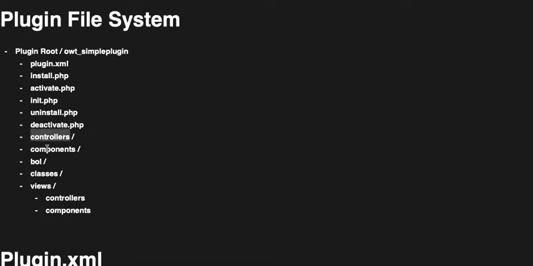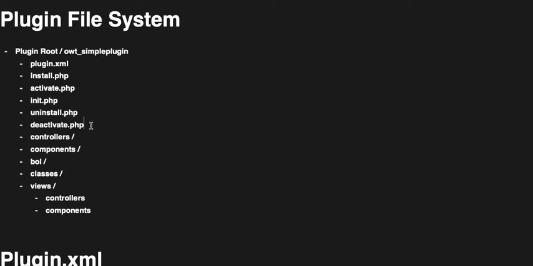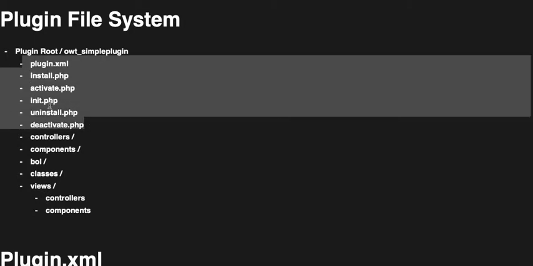Alright. The controllers folder stores your controller components, your classes, your views. We'll cover all of this. Okay. So we'll start with these basics. The basics are these files. There are 1, 2, 3, 4, 5, 6 files.